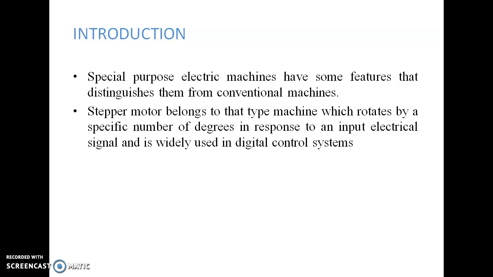So the first point to understand here is that an input electrical signal is given, and for this input signal the machine will rotate by a specific number of degrees. According to the input signal it will give the response, and yes, it is widely used in digital control systems.